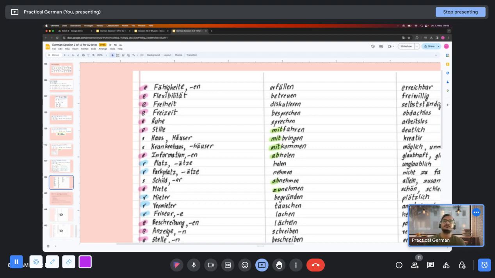Go on. Just the word or with the article? Come on, Karthikeyan, article as well. Of course, never learn a noun without its article. If you're doing it without, don't learn the noun at all. Okay, the Fähigkeit. No, it's a spelling mistake, so the A should not be there.